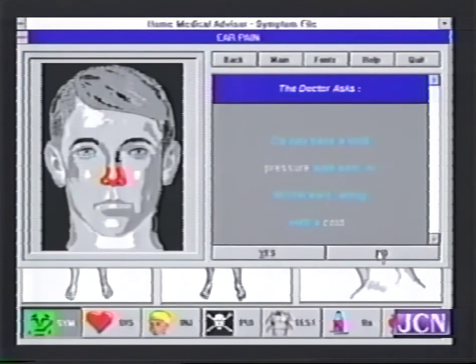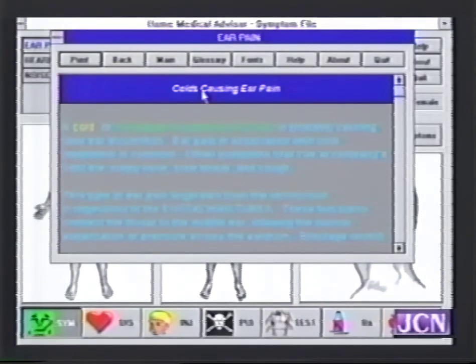Shouldn't do that. And do you have a mild pressure type pain in both ears along with a cold? Well, yes, we kind of have that. This gives us colds causing ear pain, and this explains to you a little bit. A cold or a viral upper respiratory infection is probably causing your ear discomfort. So we can click down through this file, and it'll tell us all sorts of information on that.